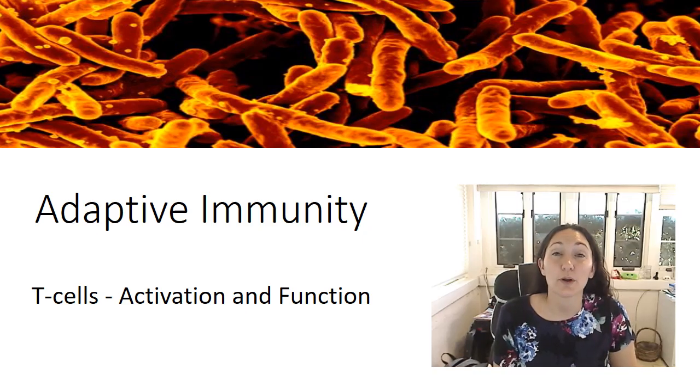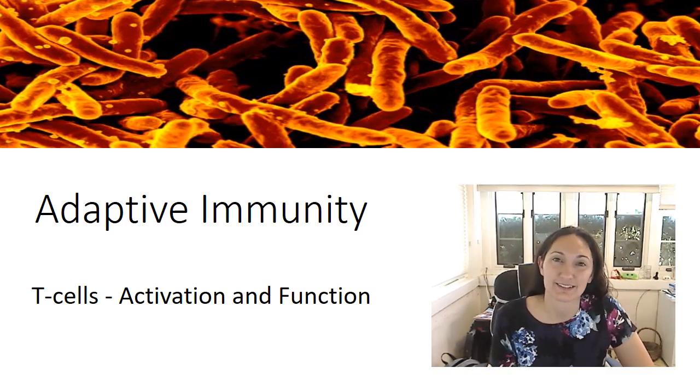Welcome to the third video in the unit on the adaptive immune system. Previously, we've talked about the general overview of how adaptive immunity works and antigen presentation. Now we're going to start pulling that together to look at how antigen presentation actually activates T cells and what they then do once they're activated. So let's look at T cells and how they function.